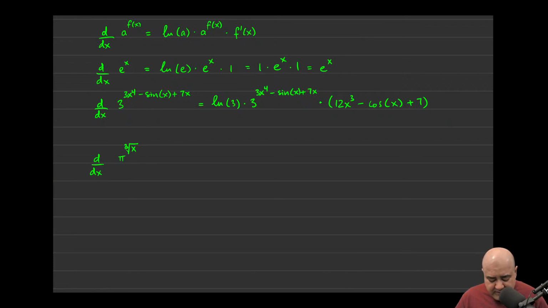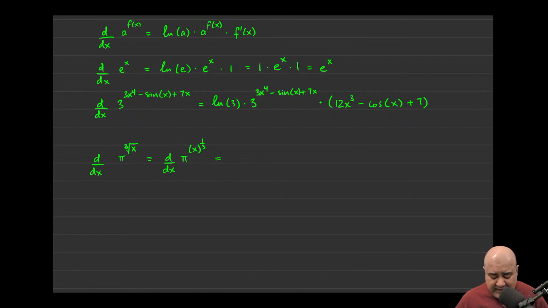In order to find the derivative of the cube root of x, remember that we had to rewrite it as x to the 1/3 first. So what I'm going to do is rewrite this as the derivative of pi raised to the x to the 1/3. The reason why I'm going to do this, you're going to see shortly. So let's get started with the formula.